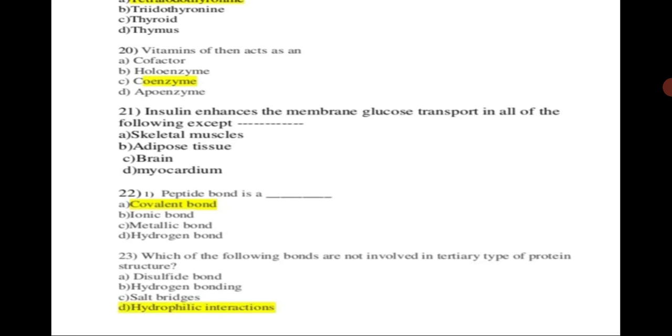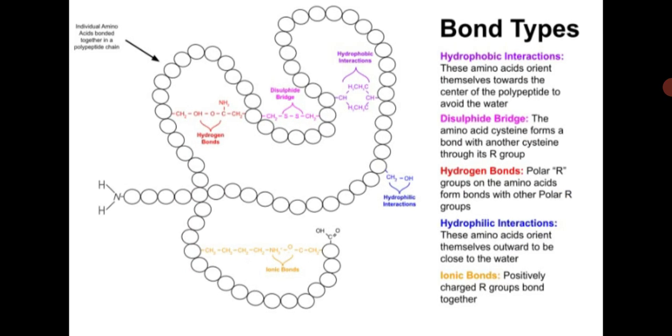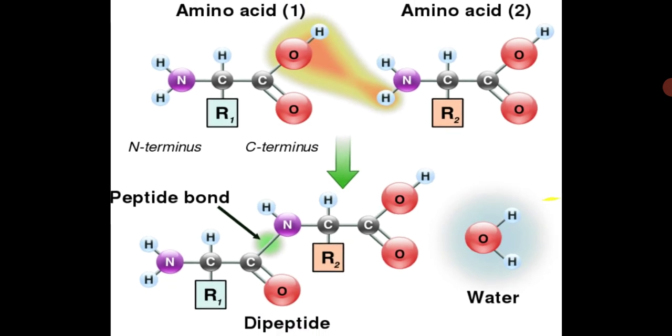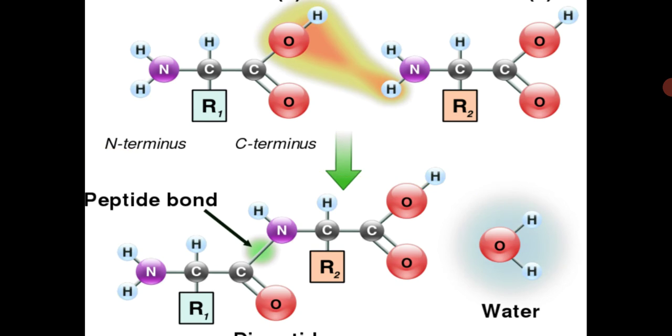Then question number 22. The peptide bond is a covalent bond. Peptide bond is an amide type of covalent bond linking two consecutive alpha amino acids, that is, the carbon atom of the first and the nitrogen atom of another amino acid. Here, this is a peptide bond, and it is in between consecutive amino acids, amino acid first and amino acid second.